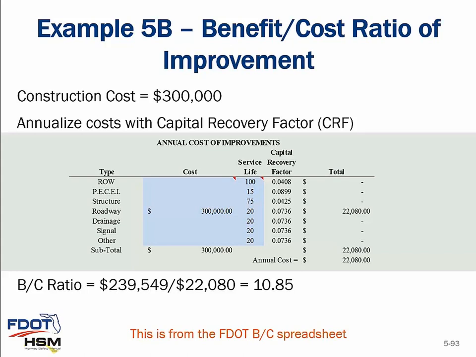So the benefit cost ratio is a very simple calculation at this point. We have the $239,000 for benefits, and it's an annualized benefit, and it's important that we have everything in annualized dollars. And we're also looking at the $22,000 annualized cost for the improvement. It results in a 10.85 benefit cost ratio, showing a very good benefit for making this improvement.